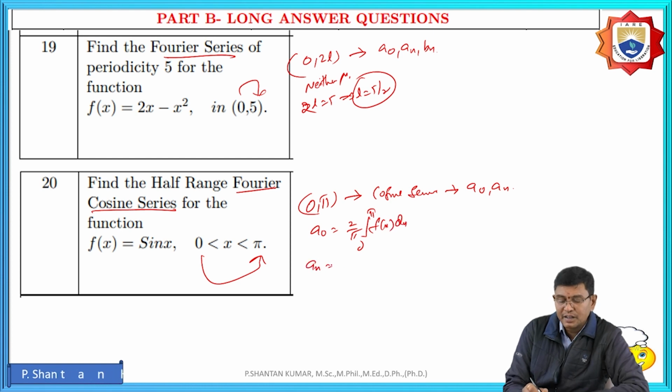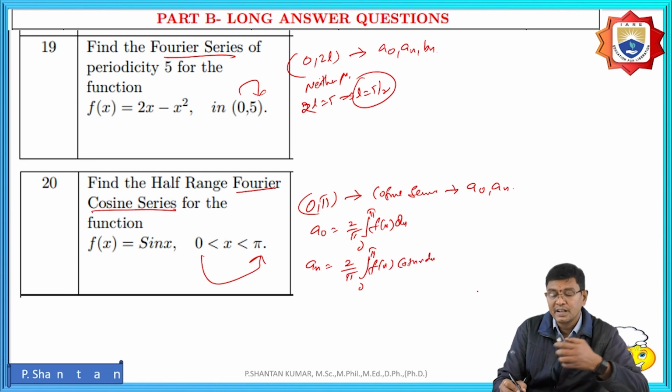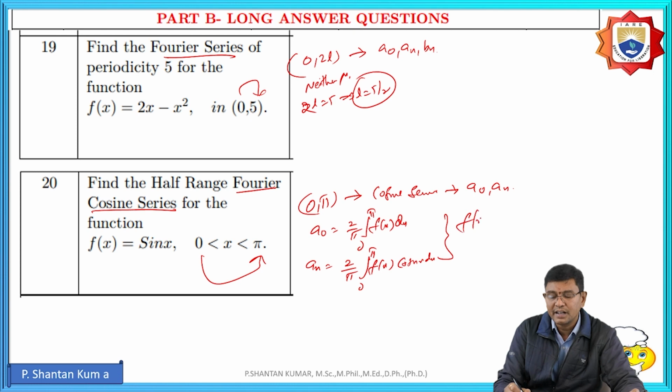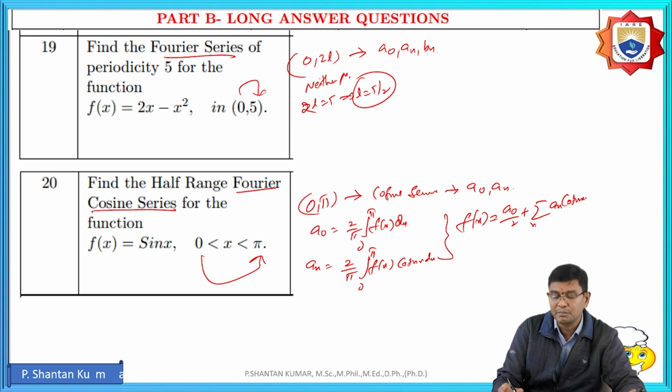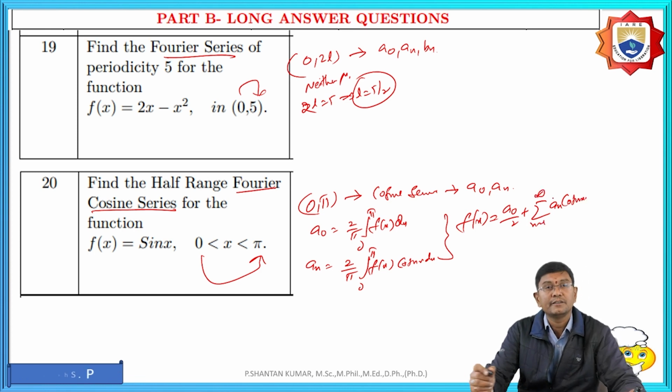And a_n is nothing but 2 by pi integration 0 to pi f of x into cos nx into dx. And again these values we can replace in the required series: f of x is equal to a0 by 2 plus summation a_n into cos nx, where n is equal to 1 to infinity.